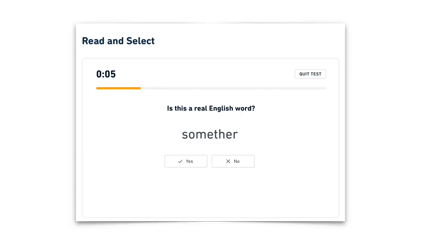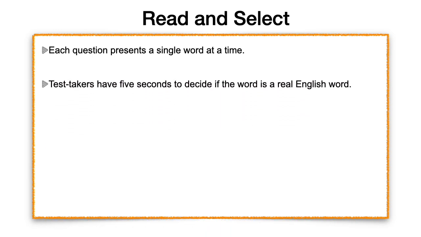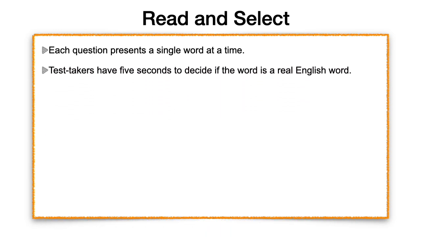The read and select section has considerably changed from the previous years. This is how you will see it on your screen. First up, each question in this section will present you with a single word. You will need to decide quickly if it's a real English word. Secondly, you will have only 5 seconds to make your decision, so it's important to stay focused and trust your instincts. Typically, you will see between 15 to 18 words in this section.